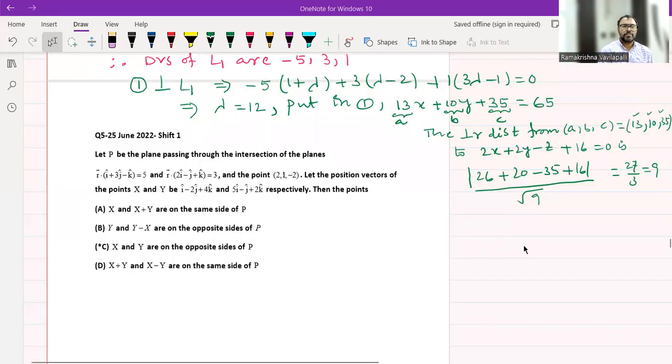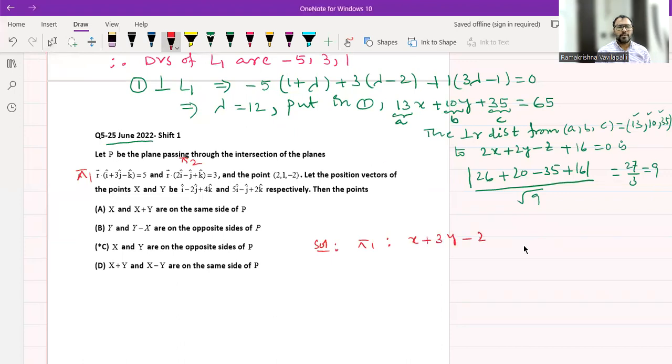Now let us see the next question. This question was asked on 25th June 2022, regarding planes given in vector form. This is plane 1 and this is plane 2. So what is plane 1? Plane 1 in Cartesian form, r bar equal to xi plus yj plus zk. Substitute here, you will get x plus 3y minus z minus 5 equal to 0.